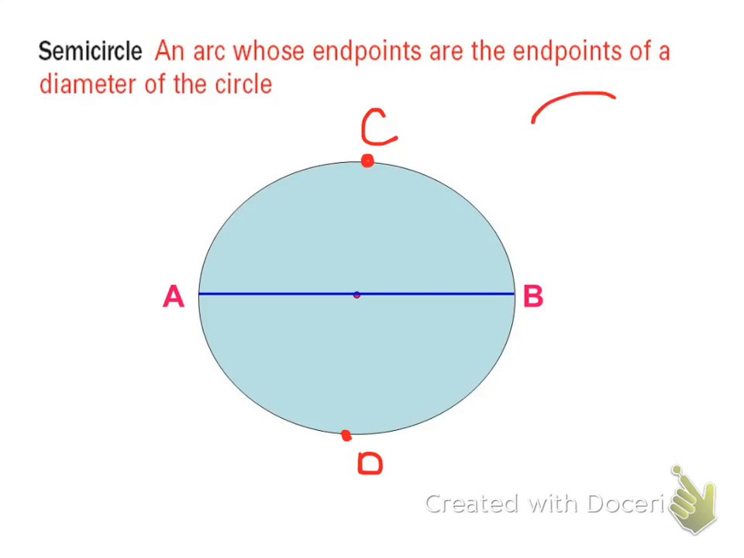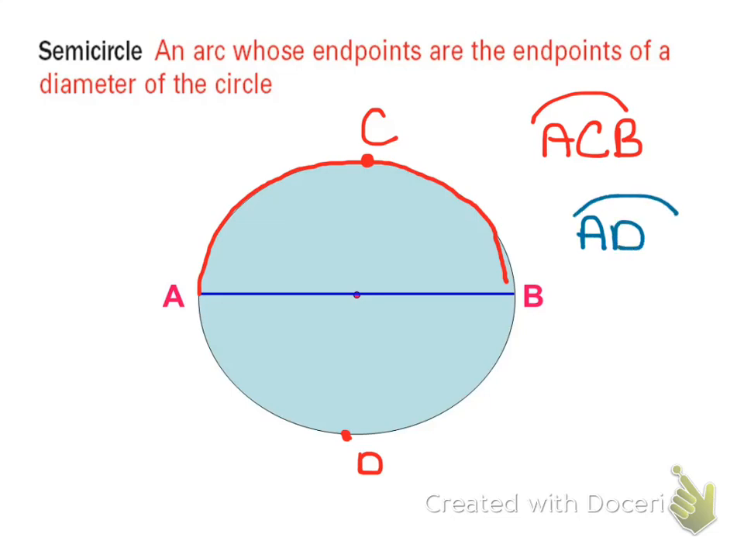And if I said arc ACB, then you would know I was speaking about the top half of the circle. If I were to say arc ADB, then you would know we were speaking about the lower half of the circle. So, semicircles and major arcs, we need three letters to name the arc.